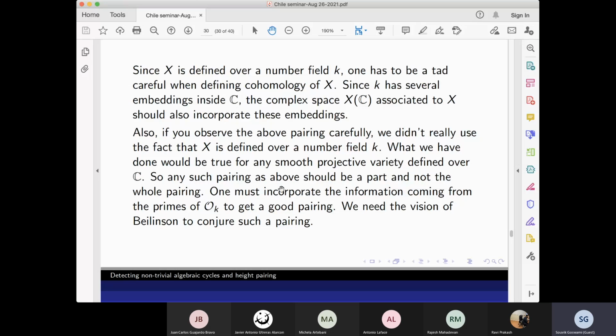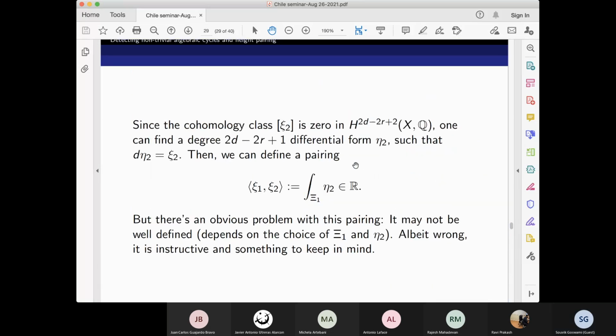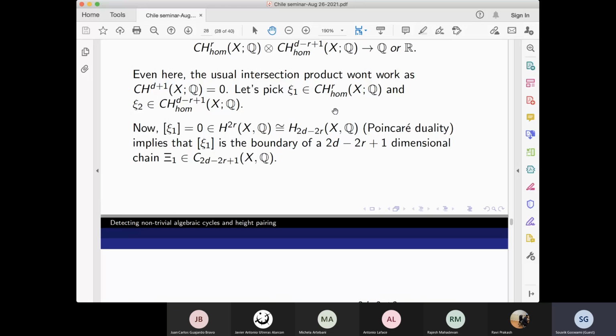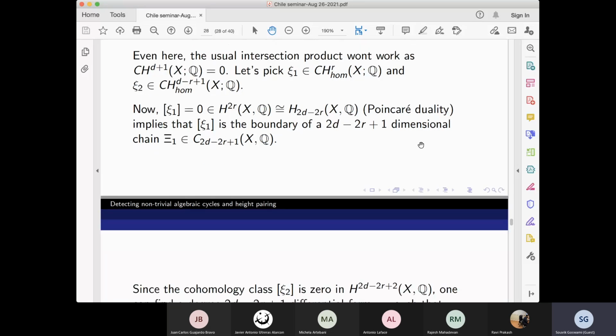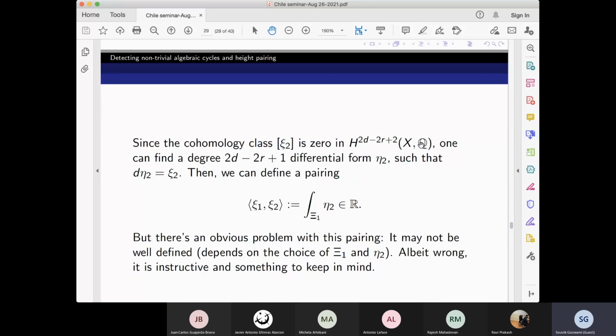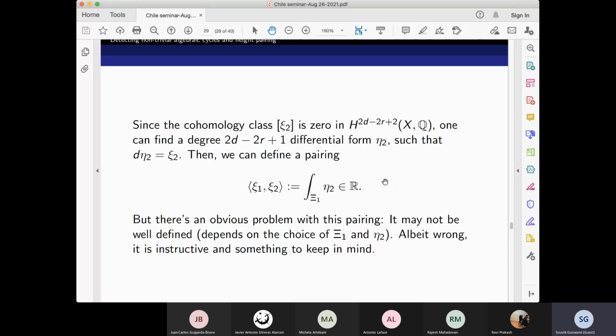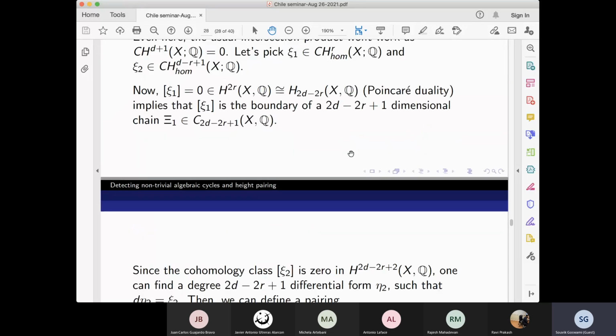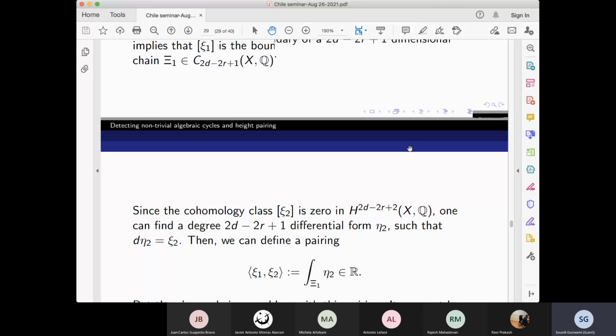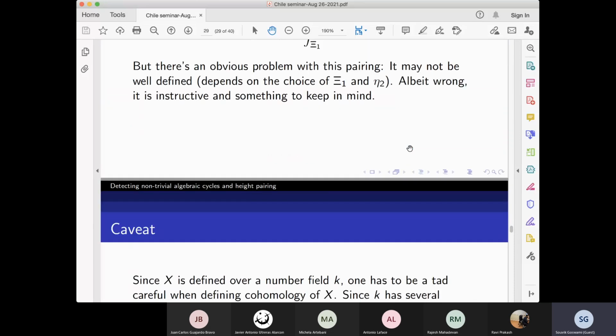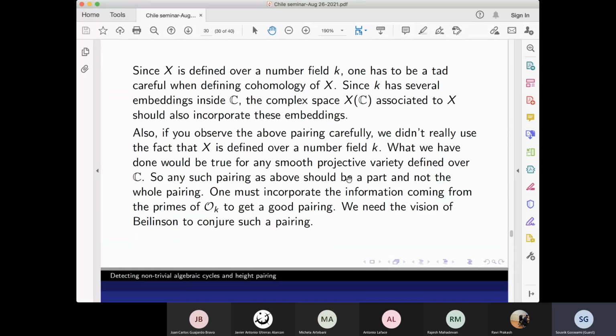And the second part is exactly what I was saying, another aspect of the pairing that I tried to define. Even though X is defined over a number field, what we did here is simply use the homology theory, right? So we used the complex structure on X and nothing else. So the fact that X is defined over a number field didn't come into the picture at all.